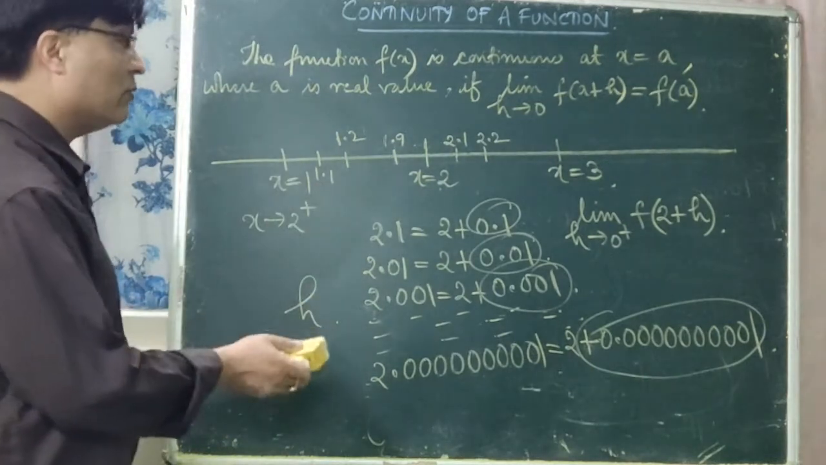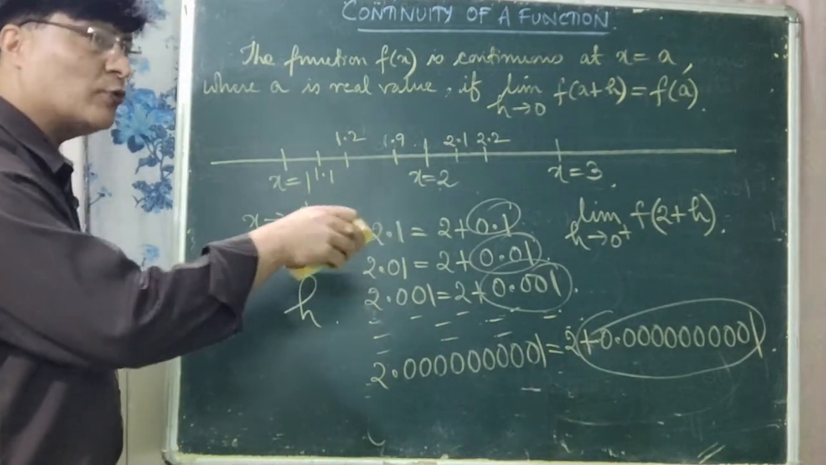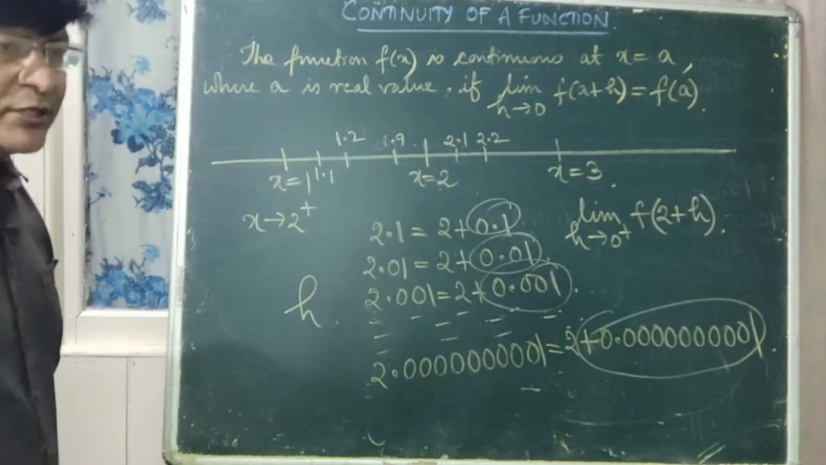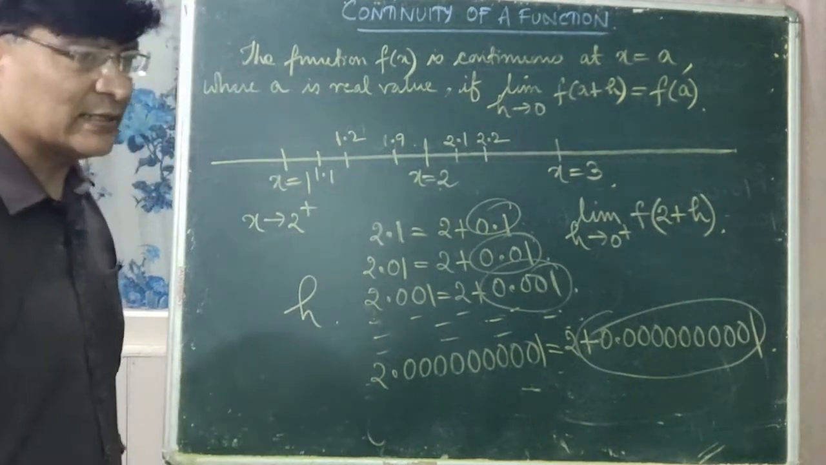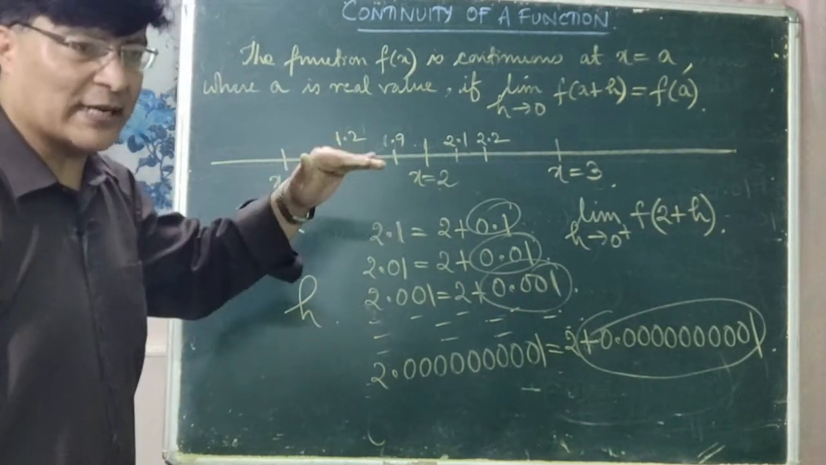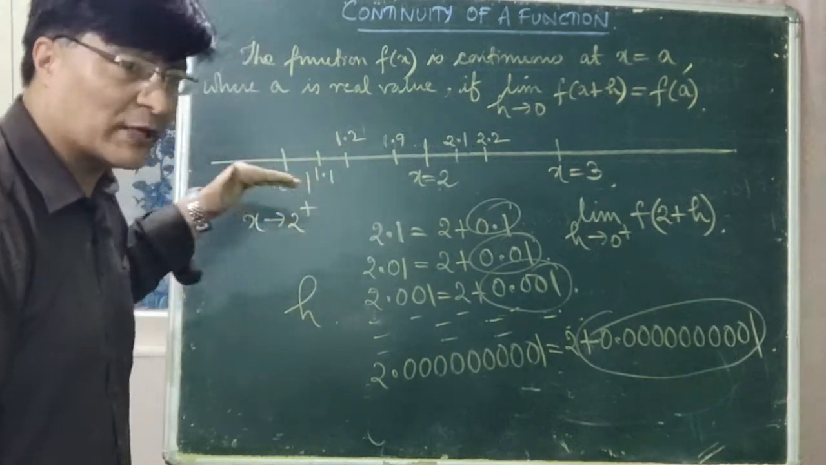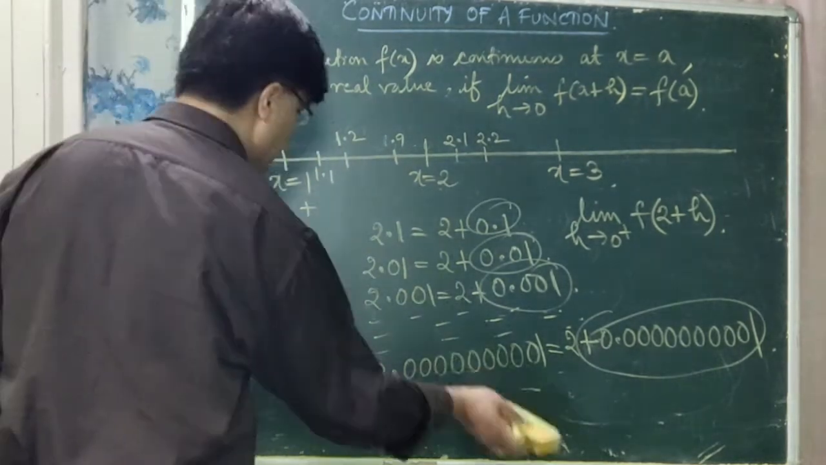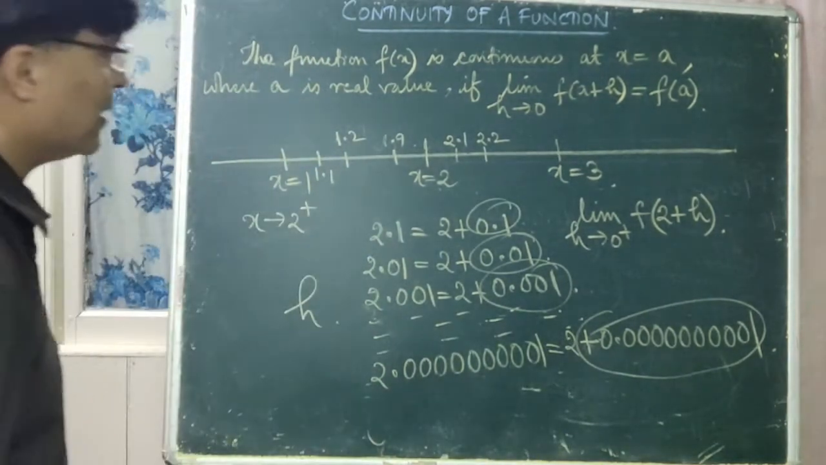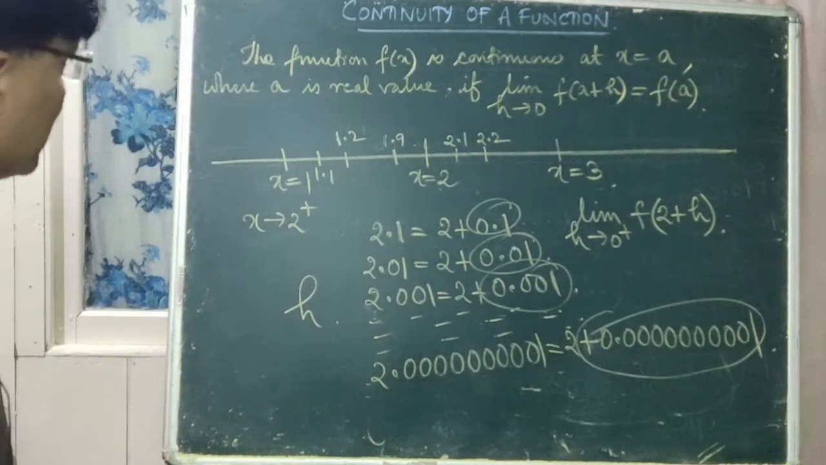Okay, so now we are approaching towards 2 from which side? From the right hand side. Now let us do it from the left hand side. We are approaching 2 now from the left hand side. Okay, so let us do that one. You can take the screenshot here. I think you have understood it.